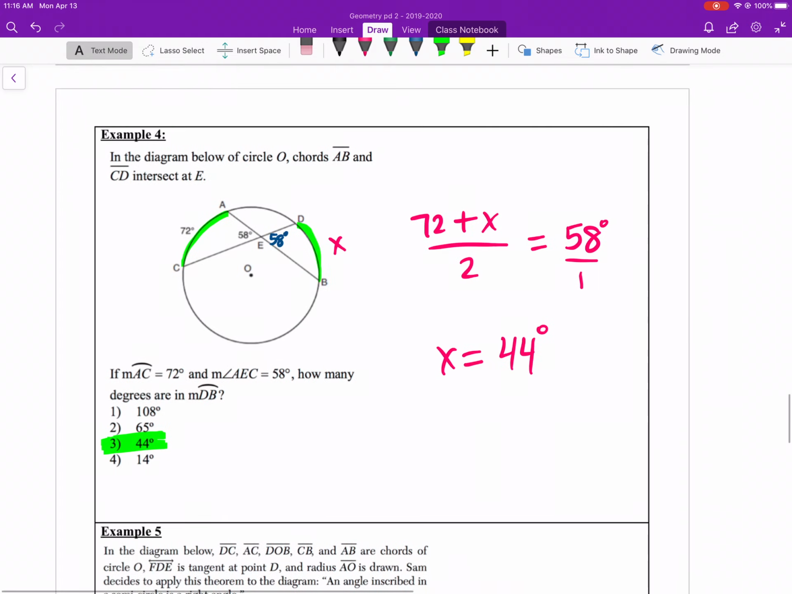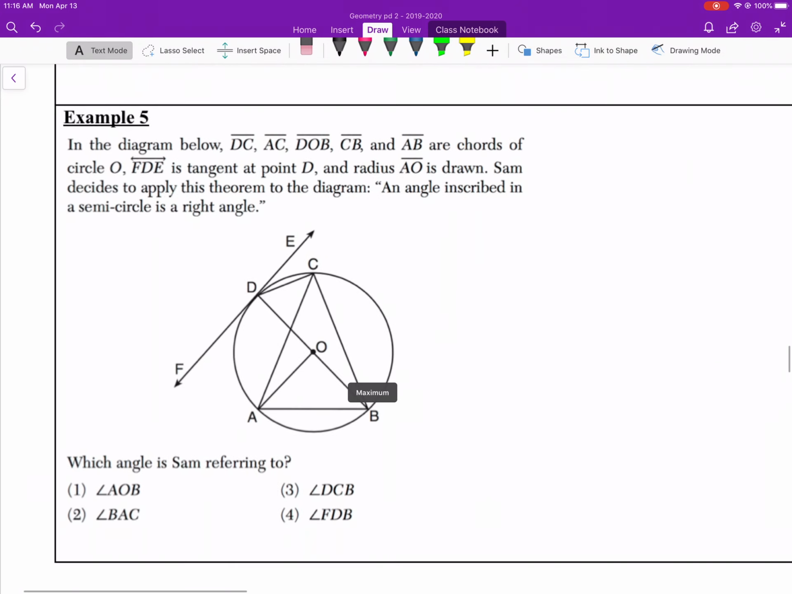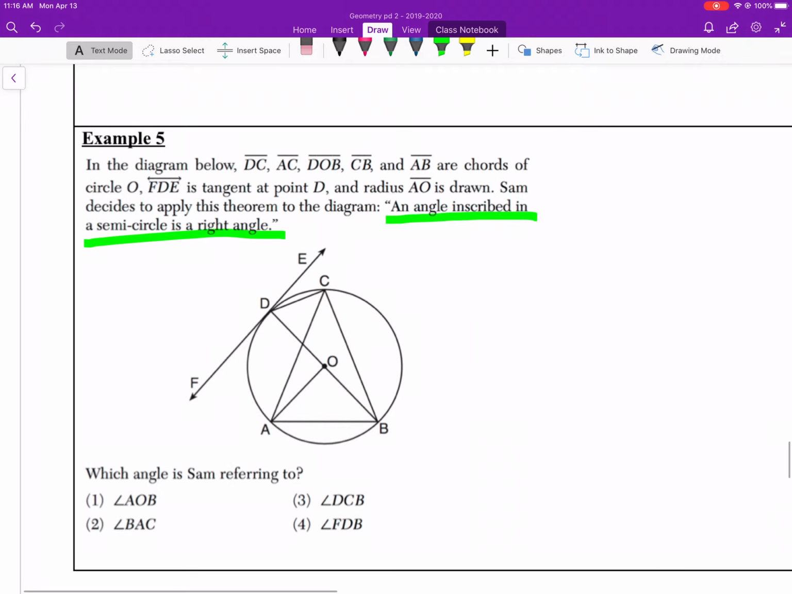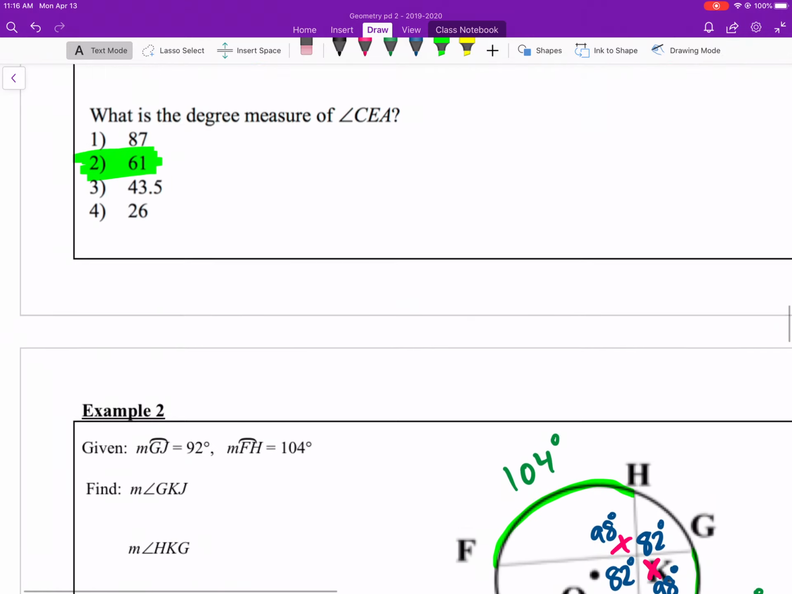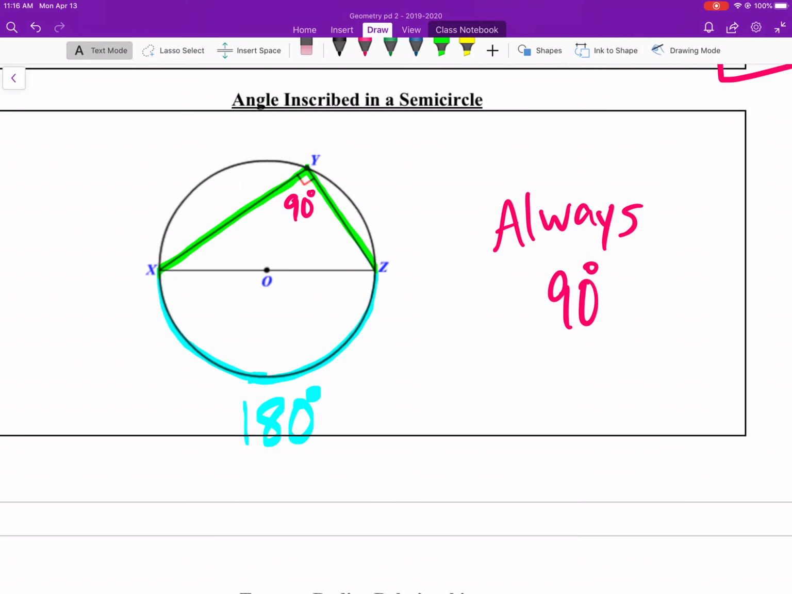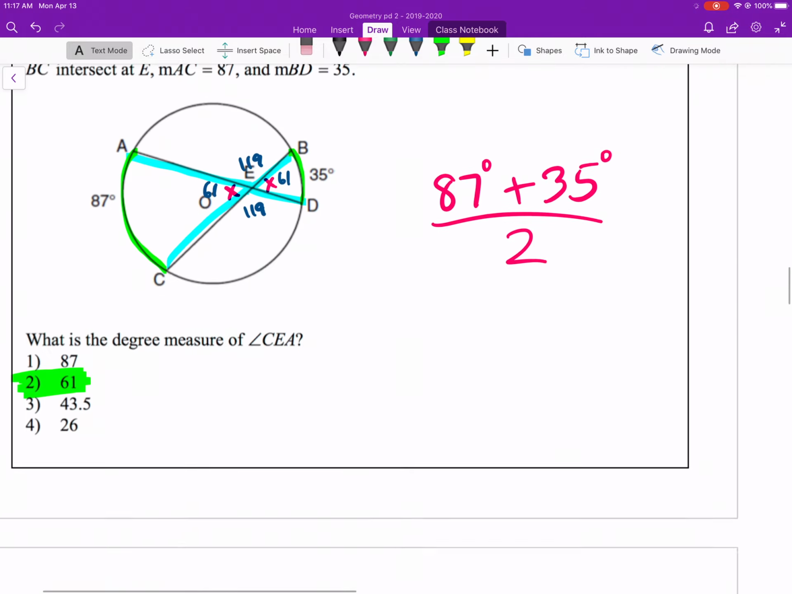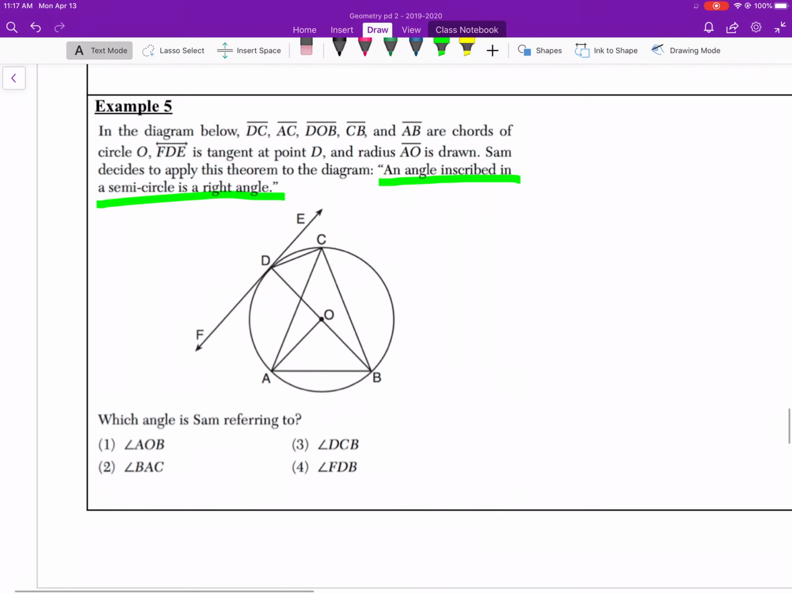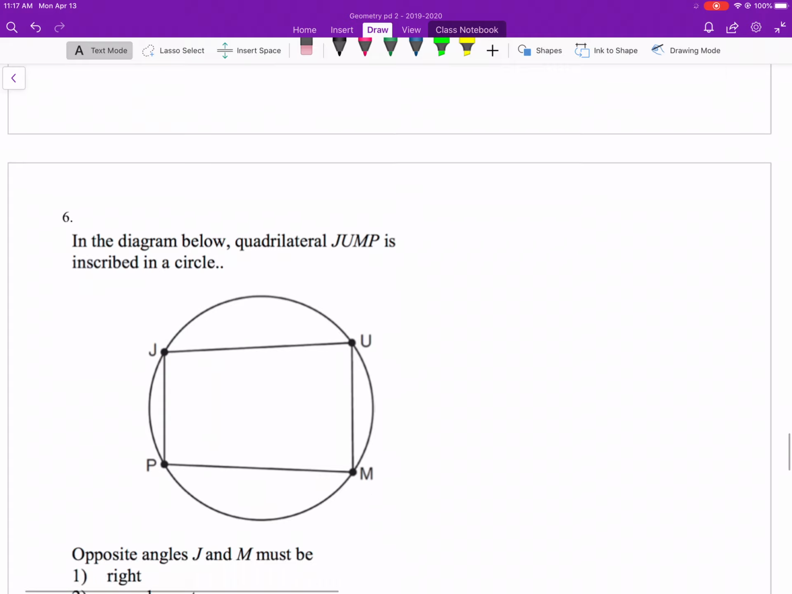Example 5 is a tricky one. You're going to try it on your own, but it's asking you to find the angle that's inscribed in a semicircle. So that goes back to, can you find the angle that essentially looks something like this? It doesn't have to be in that exact location, but it's an angle that's inscribed. It's on the circle. It's perfectly inscribed in a semicircle. So I want you to try example 5. See if you can find that, and you get your answer later on.